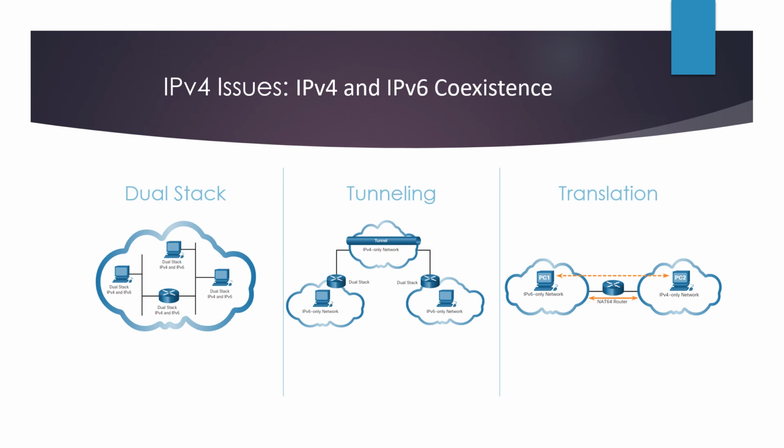Tunneling and translation are transition to native IPv6 and should only be used where needed. The goal should be native IPv6 communication from source to the destination.